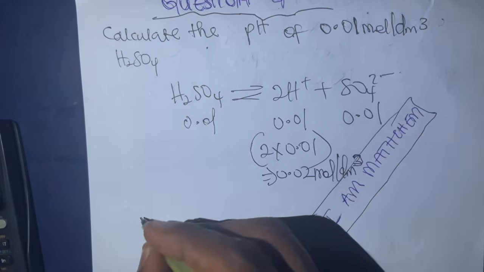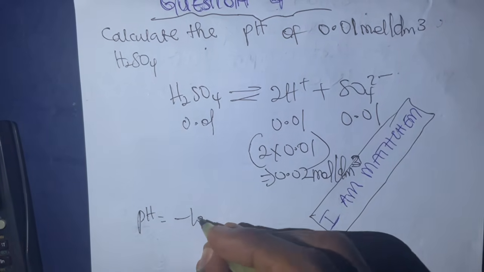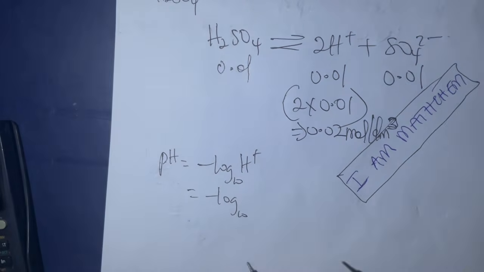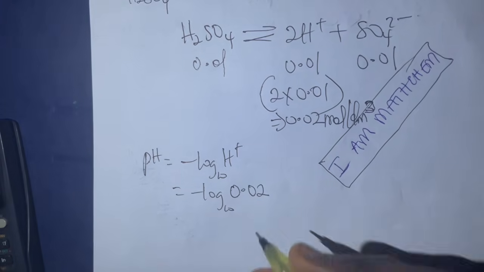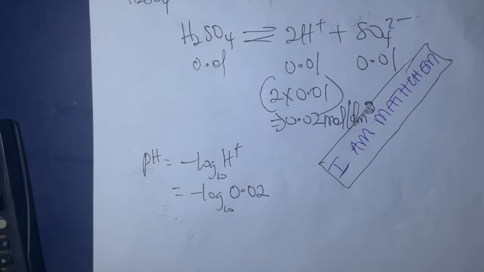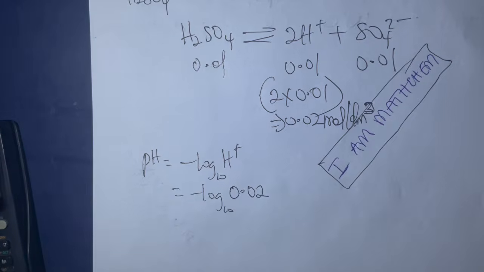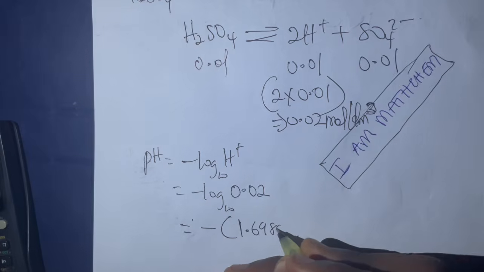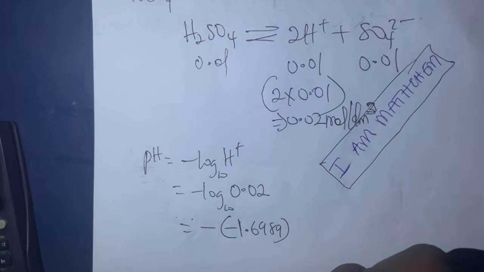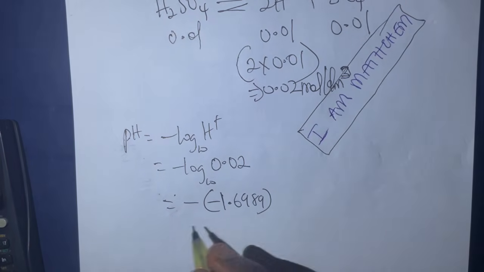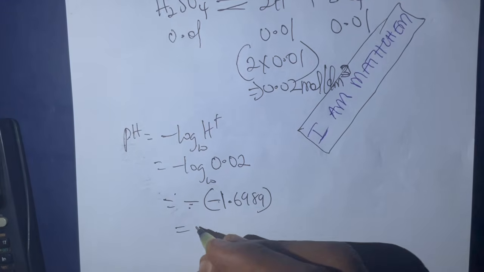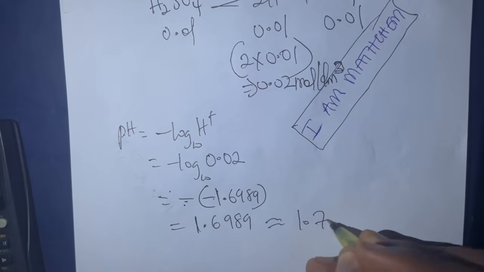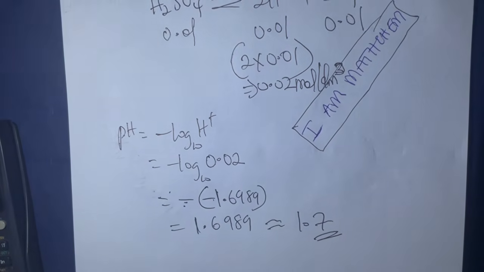Now let's find the pH. pH equals minus log10 of H+. What's the H+ there? 0.02. So log 0.02 is minus 1.6989. Minus times minus is plus, so we have 1.6989, approximately 1.7. So the pH is 1.7 for this question number 4.